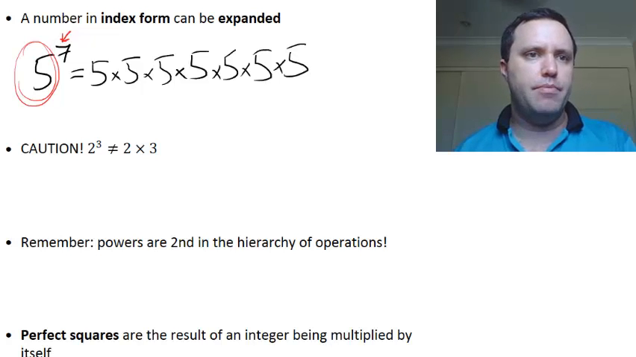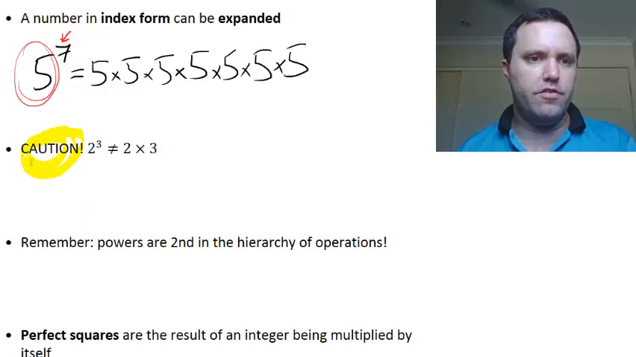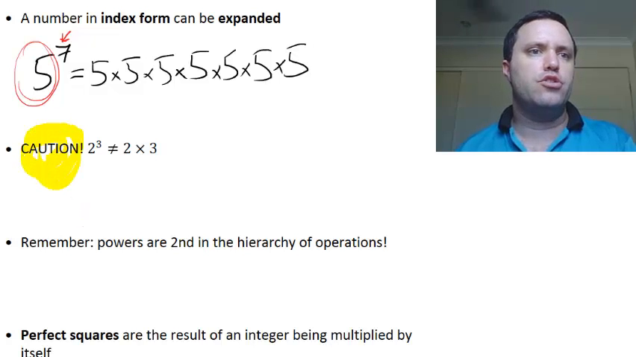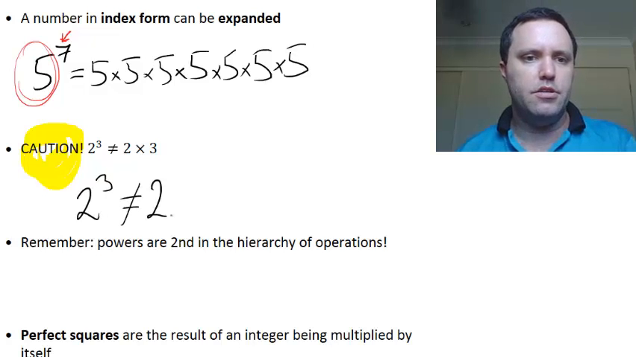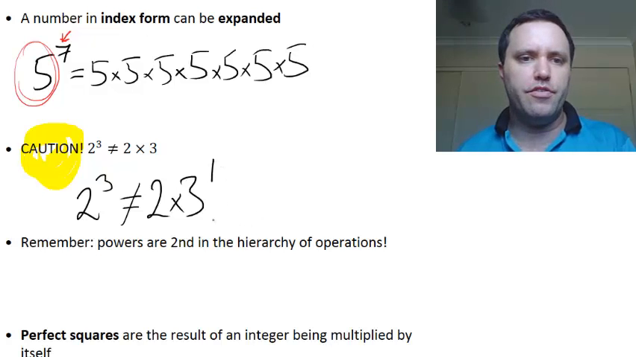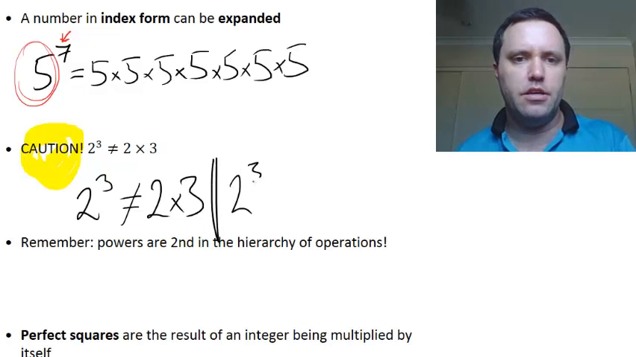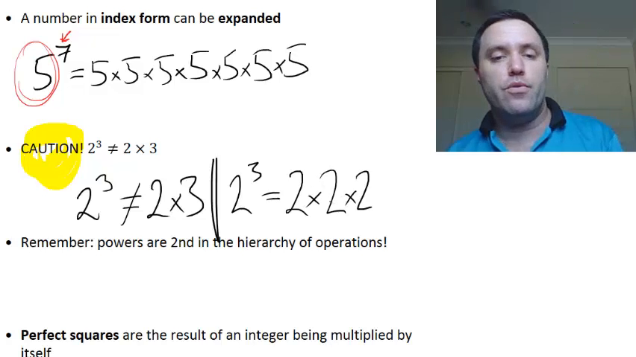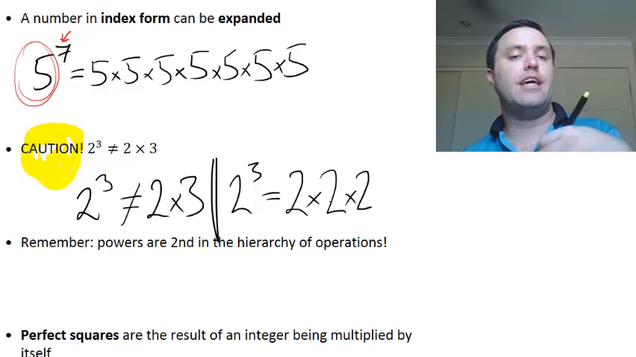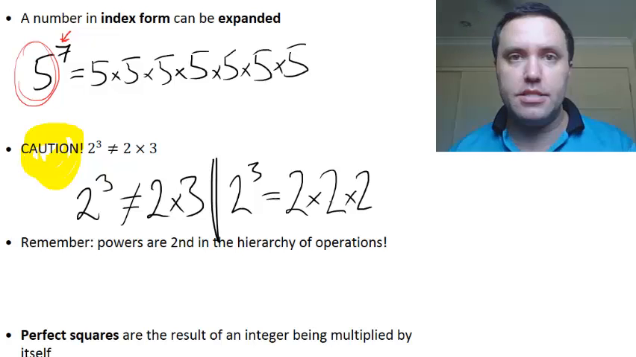Now, here's a big one for you to be careful of. Caution! 2 to the power of 3 is not the same as 2 times 3. It doesn't mean that you just multiply these two numbers. 2 to the power of 3 actually is 2 times 2 times 2. Because 2 times 3 is 6, whereas 2 times 2 is 4, times 2 again is 8. So you can see they're not even remotely the same number.